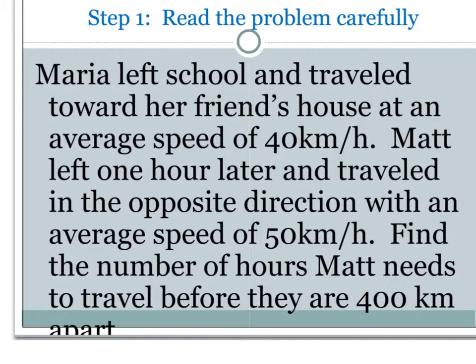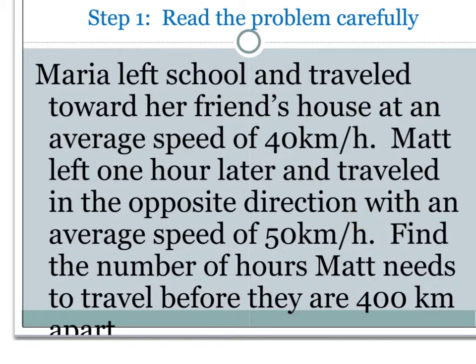So as we go back and take a look at it, a couple of things we want to notice is that we have two people. We're talking about Maria and Matt. They're going to leave school and they're going to travel in opposite directions. Now it just so happens that Maria is traveling towards her friend's house, which is probably extra information. It doesn't matter that she's traveling to her friend's house. We just know that she and Matt are traveling in opposite directions.